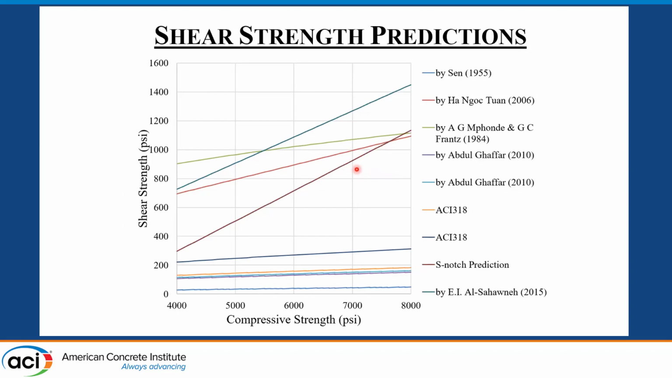So this graph just shows that we have the prediction equations, but we don't really know what is the exact shear strength as the compressive strength is increasing, or is that relation, are we considering it right? So that's the motivation behind this topic.